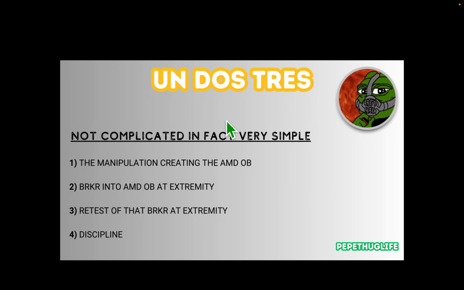So here, Undo stress. The first is the manipulation, opposite way of the trend, creating the IMDOB at extremity, obviously, because a sweep creates an extremity. Then the breaker into the IMDOB at extremity. That's what I've been sharing on this channel. That's what this channel is all about.